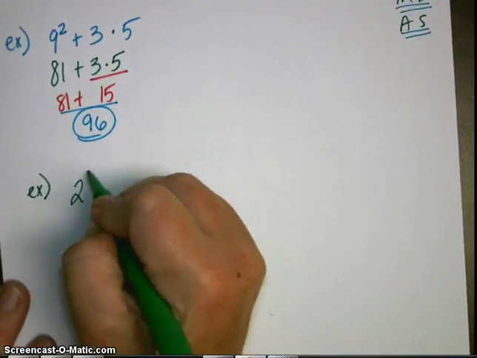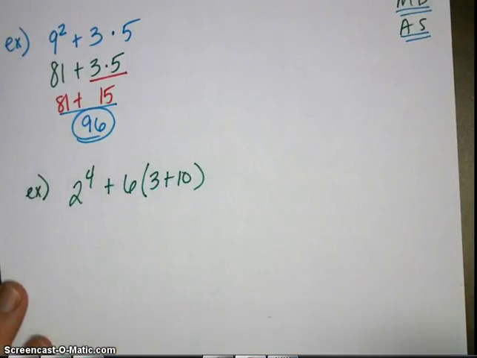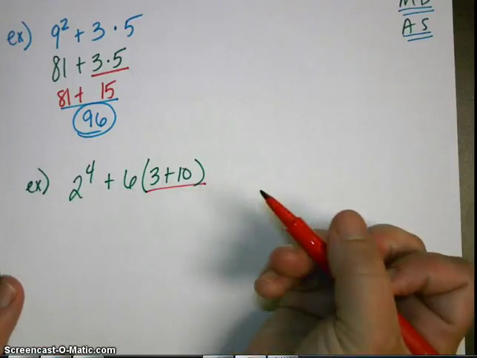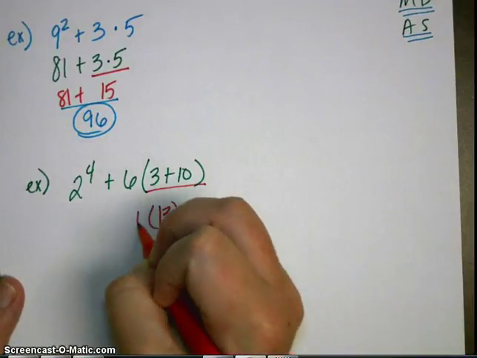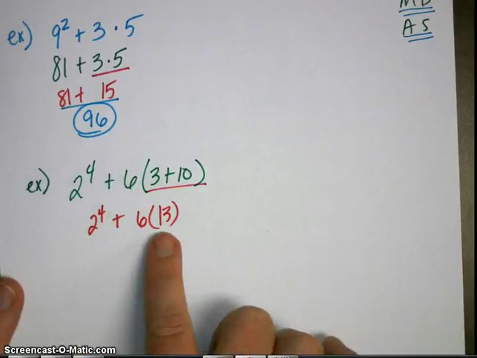Let's look at a little more complicated one that involves more steps. Let's look at 2 to the 4th plus 6 times parentheses 3 plus 10. PEMDAS. P, parentheses. Do I see parentheses? The answer is yes. I'm going to underline what's in the parentheses and do it. 3 plus 10 is 13. And I bring everything else down. I still see parentheses, but the parentheses is simplified. And when a number is beside parentheses, that means to multiply. So I'm done with the parentheses.